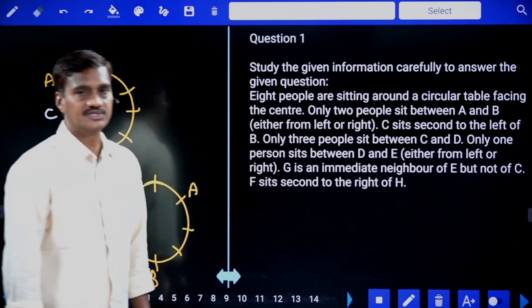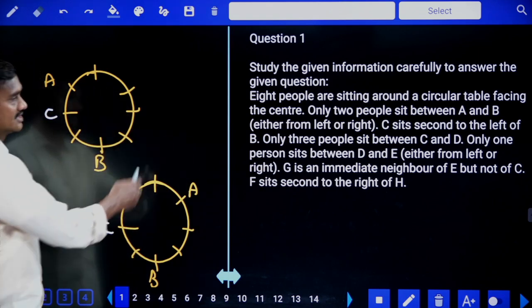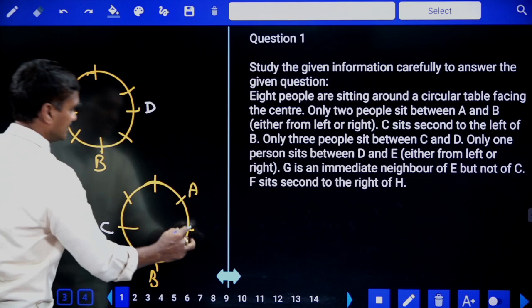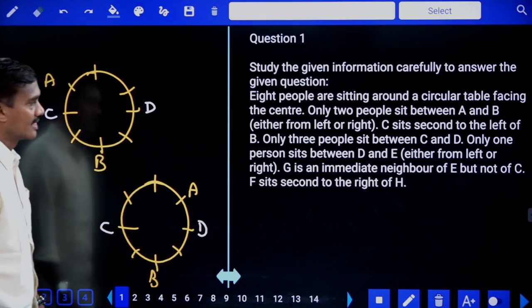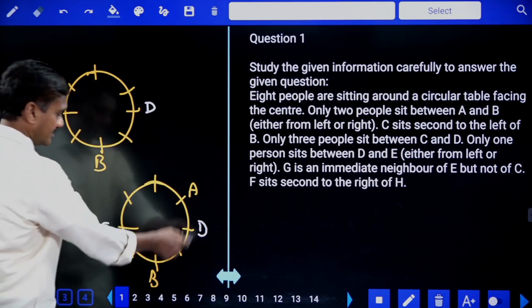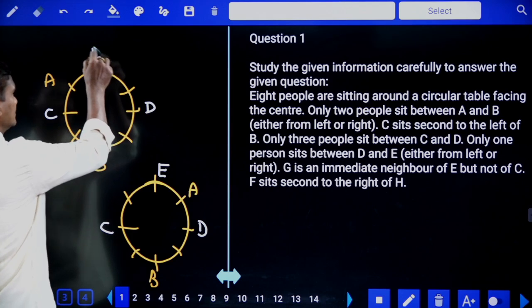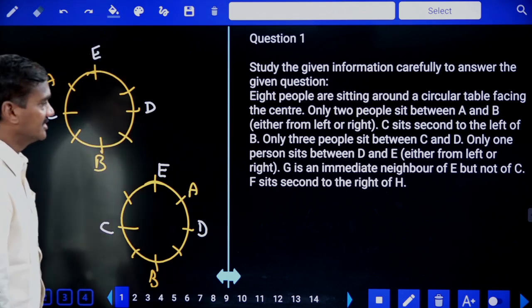Only 3 people between C and D. Among 8 persons, 3 people in between means they are opposite to each other, so C and D are opposite to each other. And only 1 person between D and E. There must be exactly one person between D and E. In this case E cannot be here, E is here.